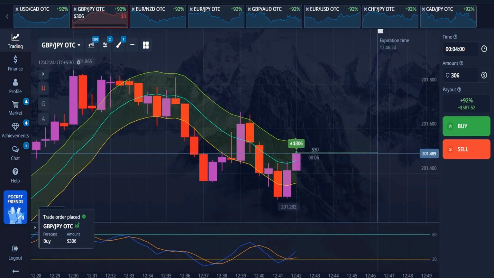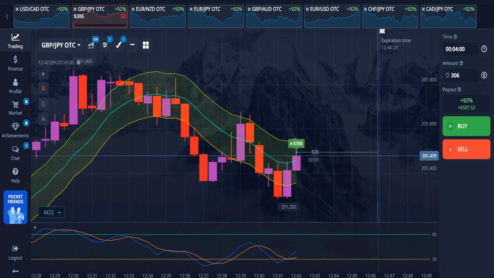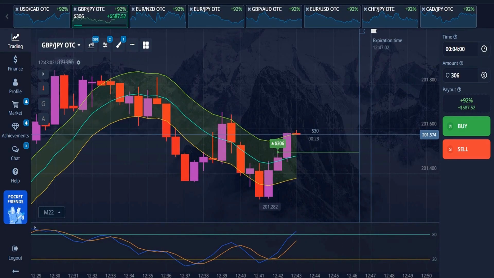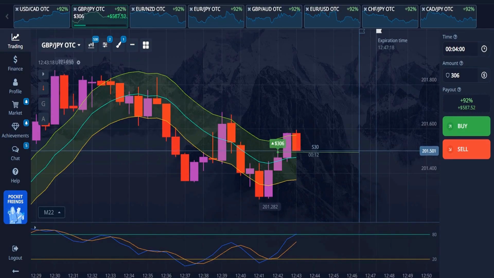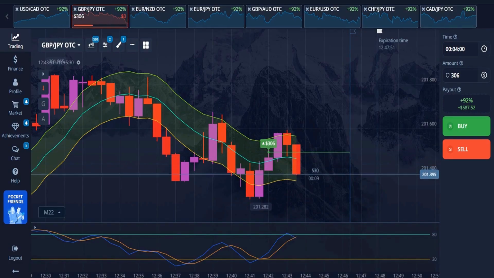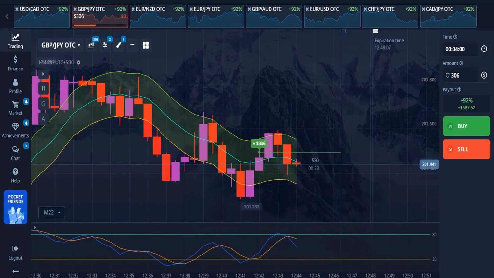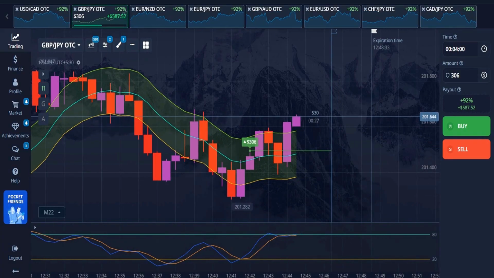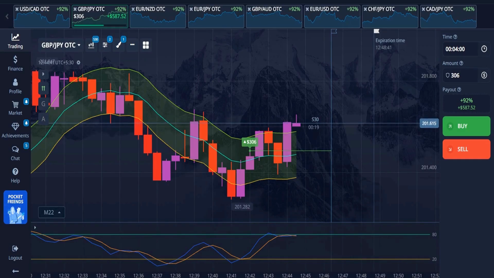Now here, I've taken another buy trade. Let me show you exactly what I saw. First, notice how the price dropped down and touched the lower line of the envelopes channel. That's our first sign that the market may bounce back up. Then, I looked at the stochastic oscillator below the chart. You can clearly see that the blue and orange lines crossed each other right near the 20 level.